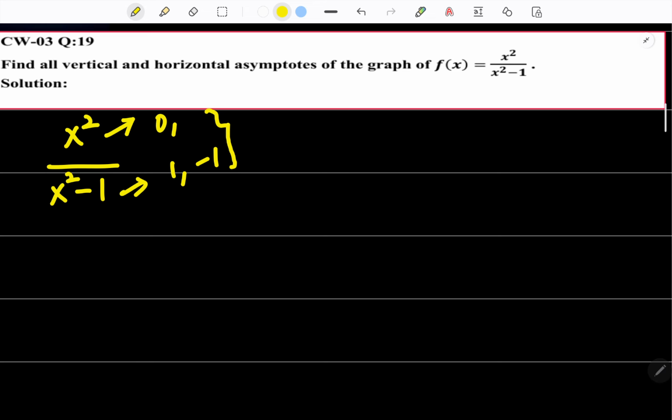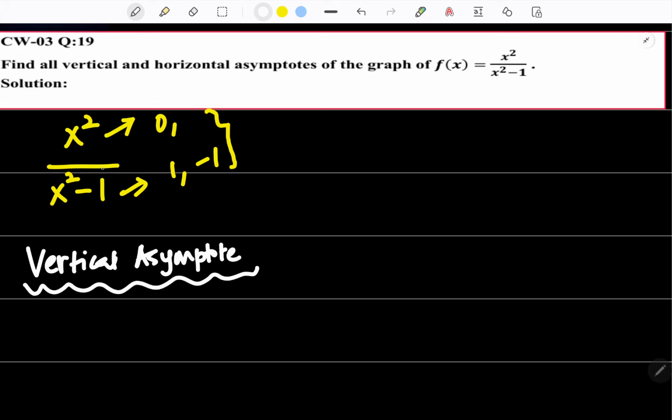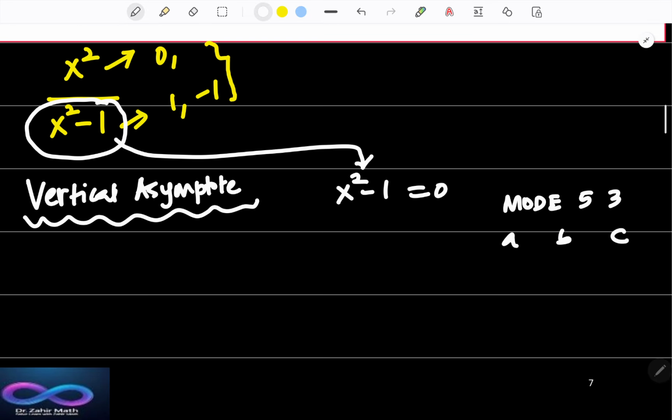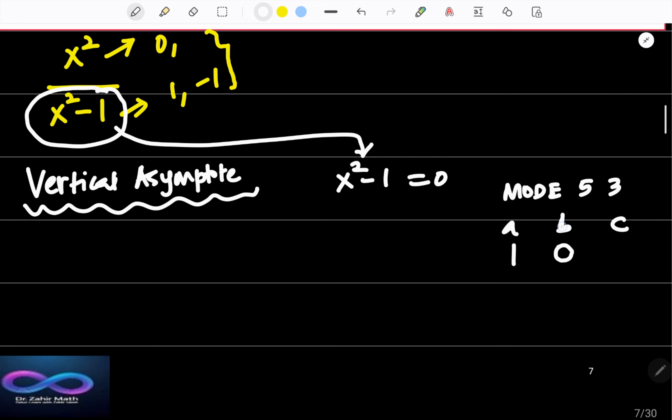Right. First thing, we are going to find the vertical asymptotes. What is the rule? Make the denominator equal to 0. So x square minus 1 equal to 0. Go to calculator mode 5, 3. A, B, C. What is your A? 1. What is your B? 0. B is the coefficient of x. Is there an x? No. So what is your C? Your C is negative 1, not plus 1, negative 1. So you will get x equals plus 1 and x equals minus 1.